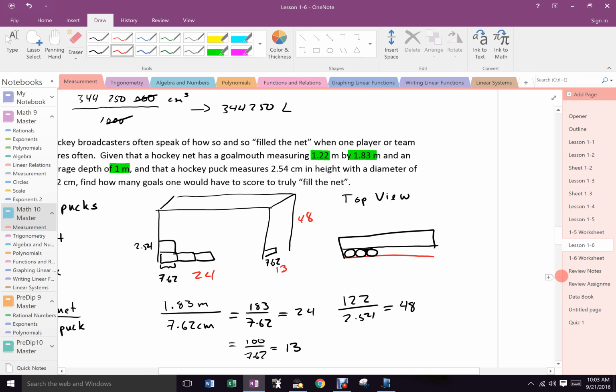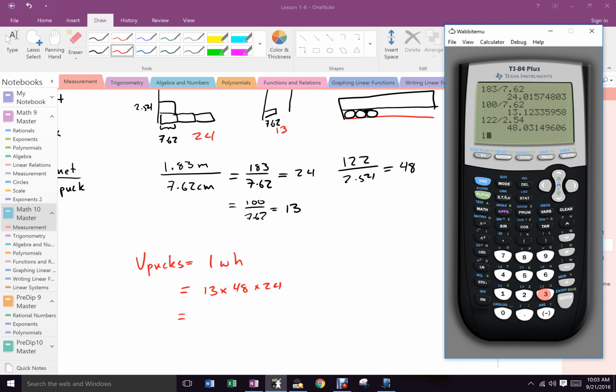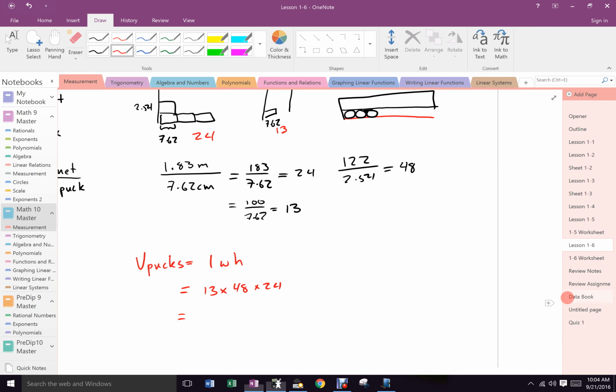Multiply. So the volume of pucks is length times width times height, which is 13 times 48 times 24, which is whatever it is. 13 times 48 times 24. 14,976.